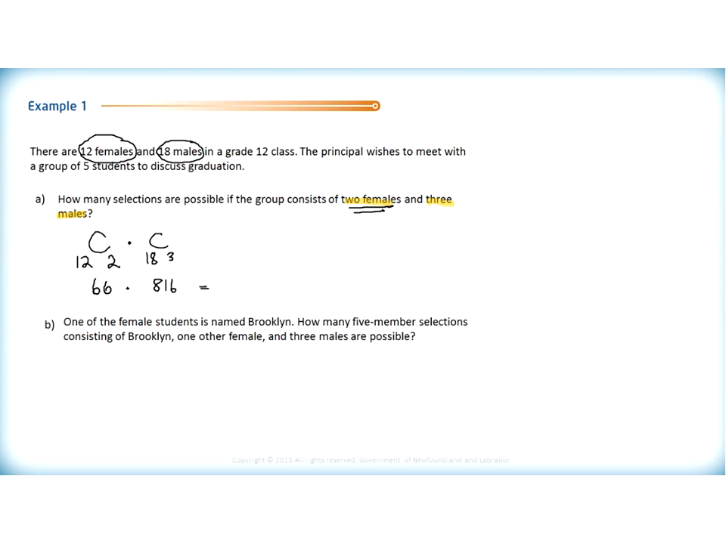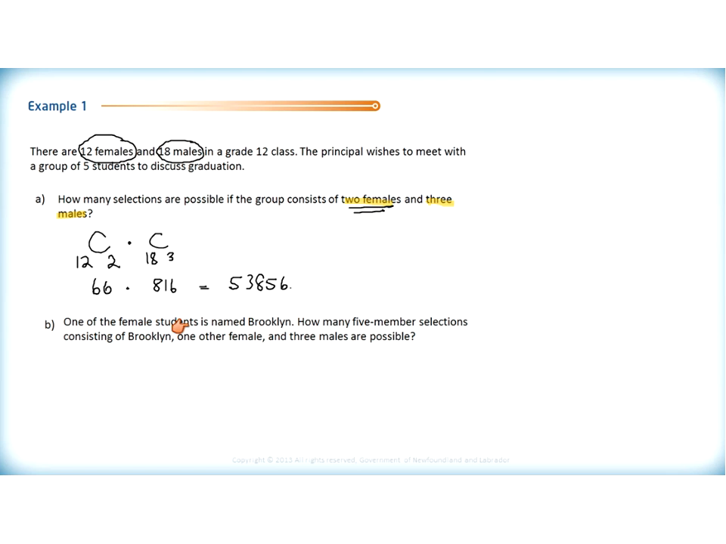So we get 816 times 66, which is equal to 53,856. And again, think about the multiplication. For every way of choosing the 3 males, there are 66 ways of choosing the 2 females. That's why we need to multiply them together. For each one of these ways of choosing the 3 males, there are 66 ways of choosing the 2 females. So it's a product.